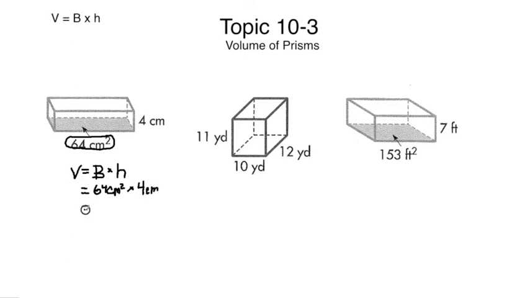Now let's chug. What's 64 times 4? Let's go over here and multiply it out. 4 times 4 is 16. Carry the 1. 4 times 6 is 24, plus 1 is 25. So now that's 256. Now, what's a centimeter squared times a centimeter? That would make it a centimeter cubed, or cubic centimeter. Circle your answer. Is that what you got?